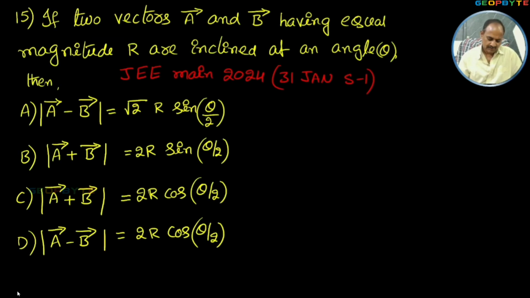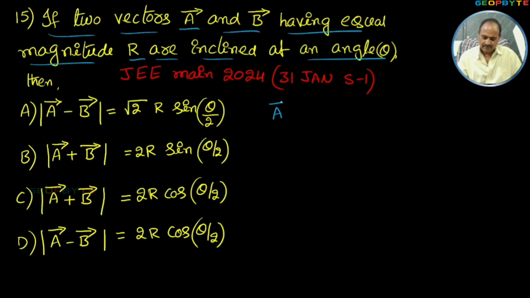Look at this one. It is asked like this. If two vectors A and B having equal magnitude R are inclined at an angle theta, then different options are given. It is given vector A equals vector B equals R. What is the value of the resultant? You know, right? Parallelogram theorem, right? Here already it is given A bar equals B bar equals R.